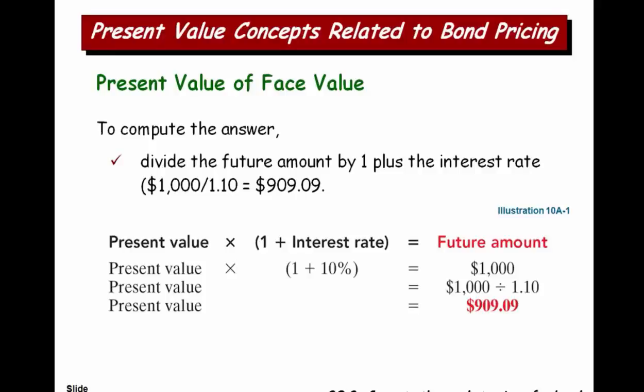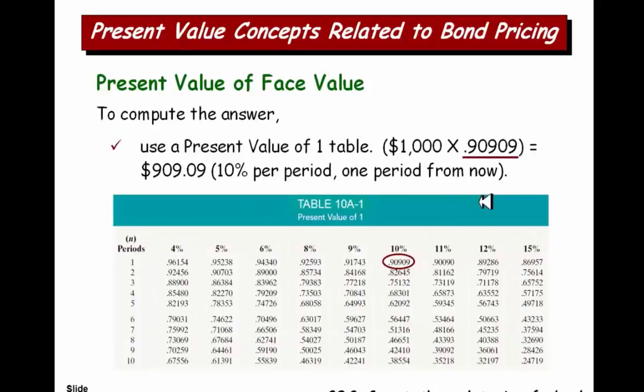So let's look at how that fits into a present value table. There is the 0.90909 that we just calculated using that formula, for one payment received at 10% one period from now, which would be 1 year, or whatever the interest per period is. So that's how we calculated for one period.